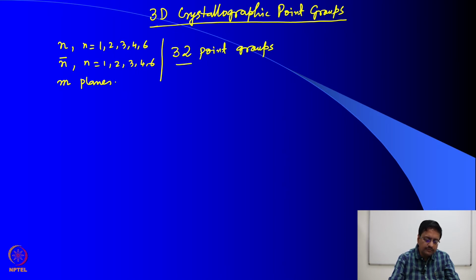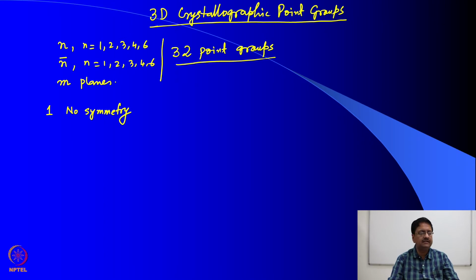A full list of point groups can be found in any textbook, for example, F.A. Cotton's book that I have been referring to, in chapter 11. The most unsymmetrical point group is 1. That means no symmetry. There is no symmetry in the unit cell other than a 360-degree rotational symmetry.